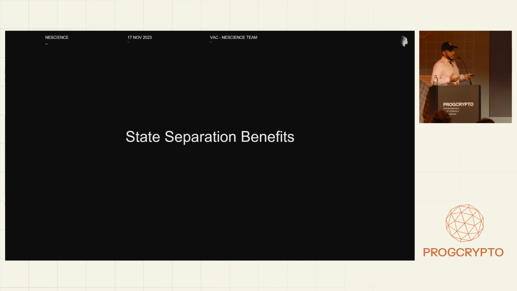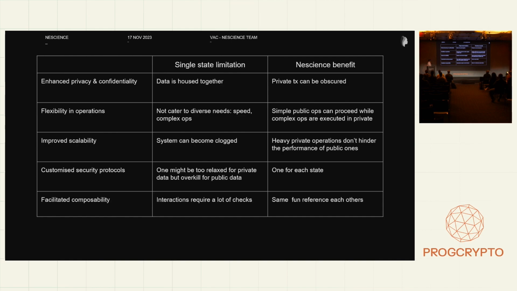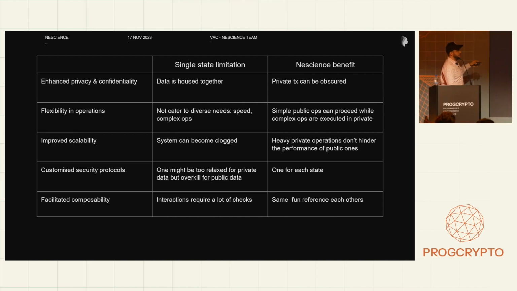So, what are the state separation benefits? In this table, we have different things to look at. We can begin with privacy and confidentiality. In a single state, data is housed together, even if it's encrypted, meaning that an attacker can build a pattern and understand something. While, well, I call it a Nescience benefit, but it can be seen as a state separation benefit, private transactions can be obscured.